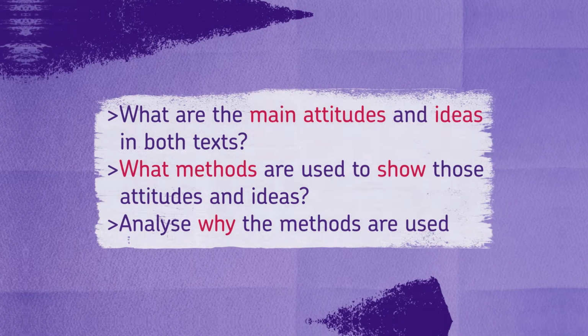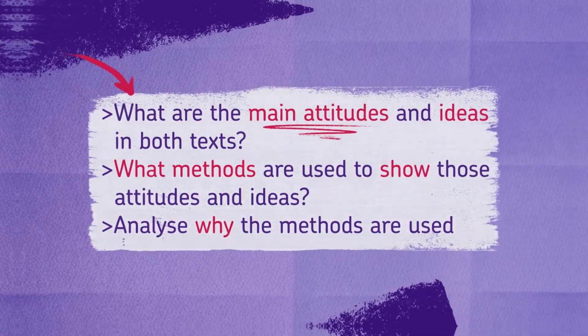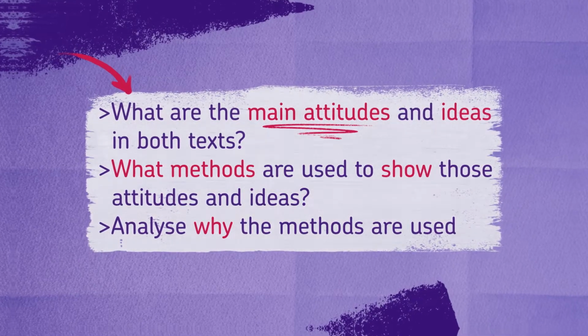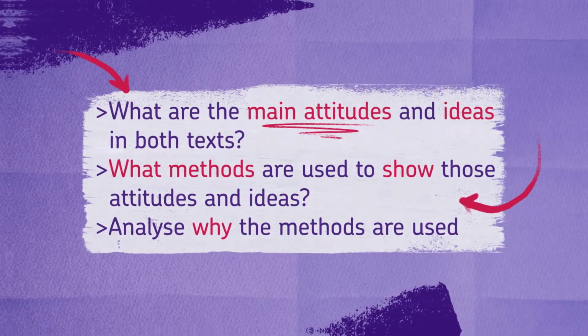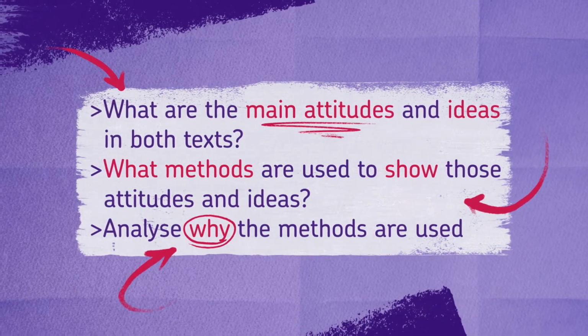Let's take a look. To answer this question successfully, there are 3 elements to complete. What are the main attitudes and ideas in both texts? What methods are used to show these attitudes and ideas? And analyse why the methods are used. Let's take a look at what needs to be included in your answer.